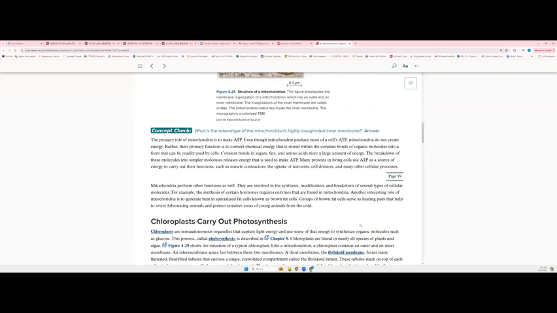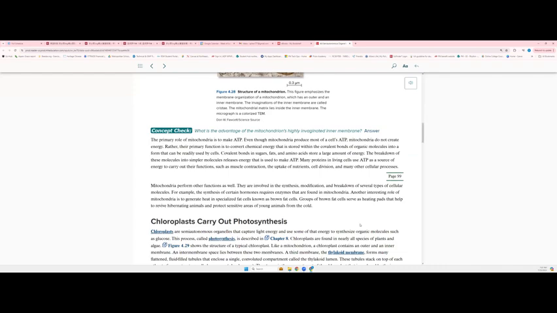Mitochondria, besides converting the organic molecule into the energy resource, can also perform other functions as well. For example, they can be involved in the synthesis, modification, and breakdown of several types of cellular molecules. For example, synthesis of a certain hormone requires enzymes. Those enzymes exist in the mitochondria.